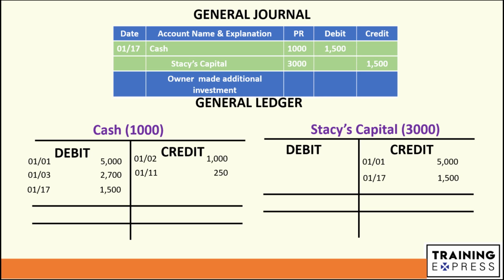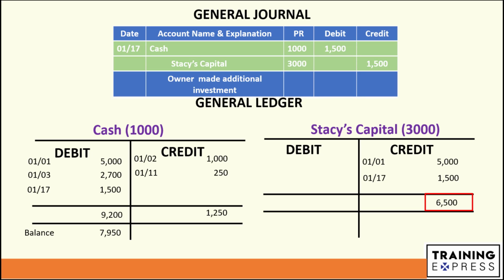Now is the time to balance each of these ledger accounts. So let's start with the cash. Total on the debit side is $9,200 and total on the credit side is $1,250. As you can see that the debit side is greater than the credit side, so the ending balance of cash will be $7,950. Now let's move to the Stacy's capital account.